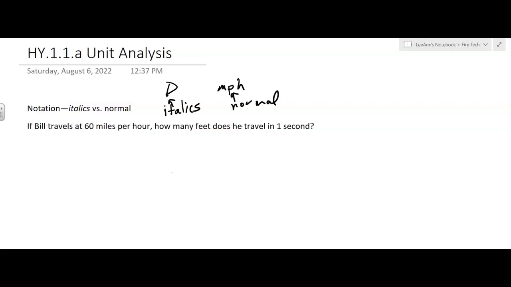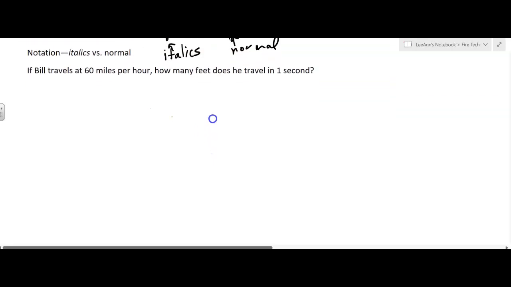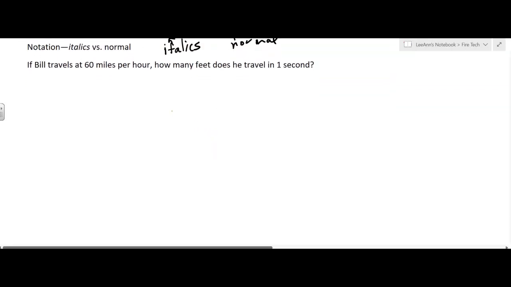All right, so now I'm going to explain unit analysis on a problem that might be a little more familiar to you. Okay, and it's also called dimensional analysis. I don't know if I mentioned that. Okay, if Bill travels at 60 miles per hour, how many feet does he travel in 1 second?